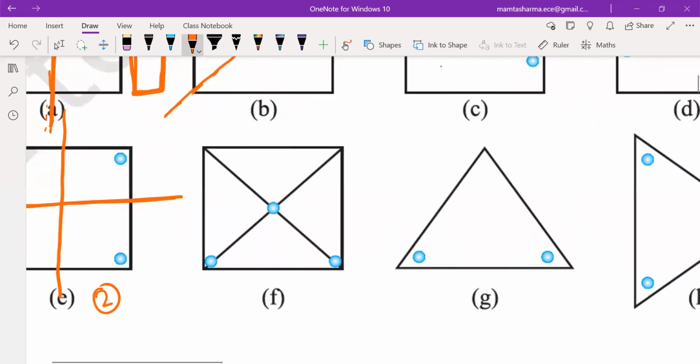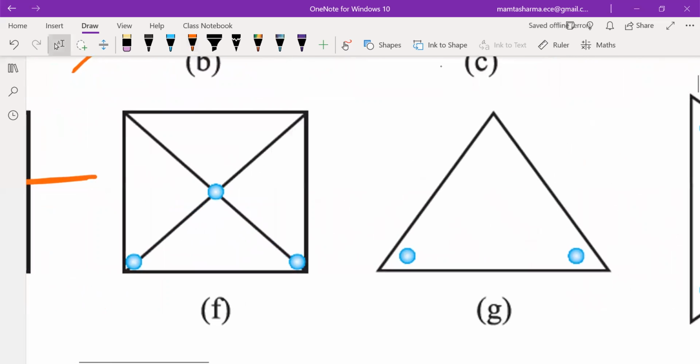Now for this figure, F. Ma'am, this one.